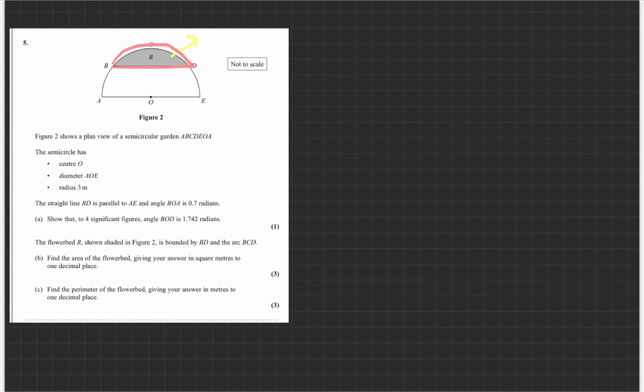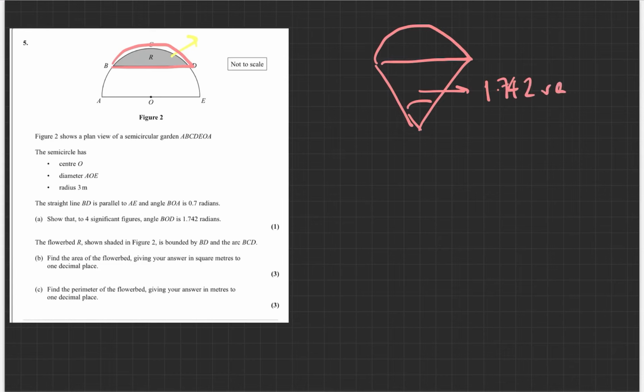So what we have to do here is that we've been given the angle BOD. Let's draw this arc, this sector here. Please forgive my drawing. So this here is 1.742 radians, and now we are asked to find this area.